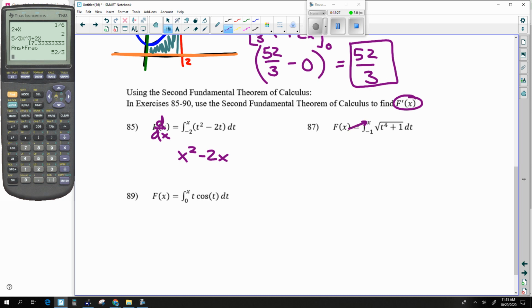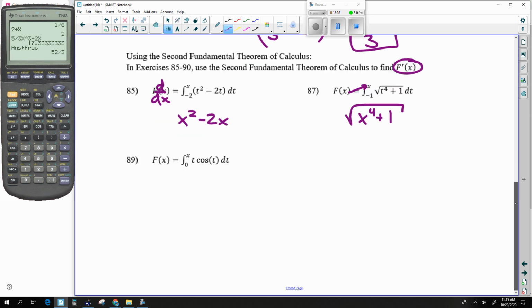Again, singular x, derivative of x. This is going to be x to the 4th plus 1 square rooted. Pretty easy. This is the second fundamental theorem of calculus. It gets a little bit more hairy when this upper bound is not a singular x. It'll get weirder when it's like an x squared or a 2x or something like that. And we'll have to do some funny footsteps. But if it's just a derivative of x, easy peasy. And so this is going to be x cosine x.